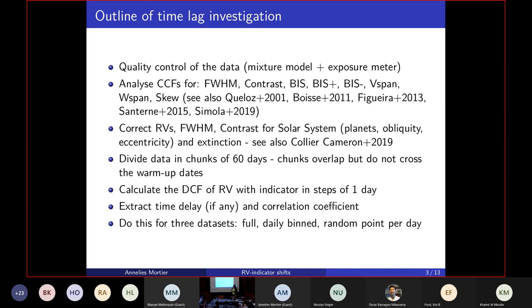Then I calculate the discrete correlation function so that I can include a time lag of a radial velocity with an indicator, see if there's a time delay at all, and get the correlation coefficients for that time delay and for if you don't include a time delay at all. I did it on the full data set, and then yesterday afternoon I got inspired, and I also ran it on the daily binned data set, as well as just picking a random point in every day, which really is what we do for stars anyway, except that it's in the night.